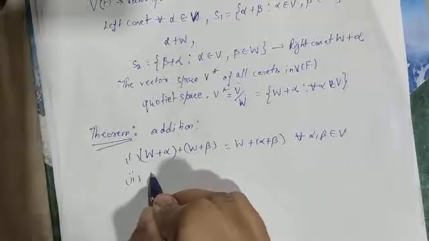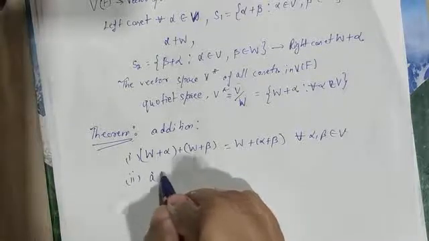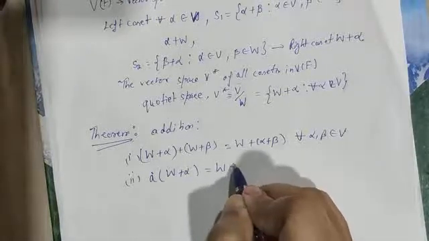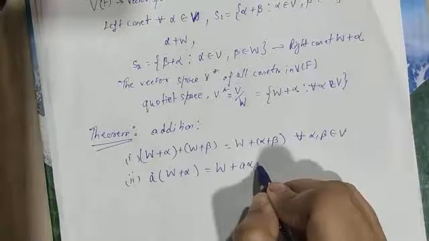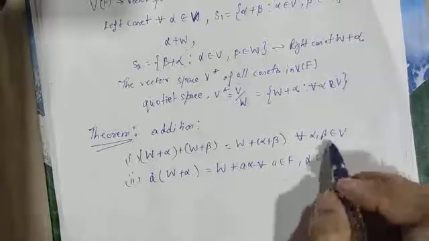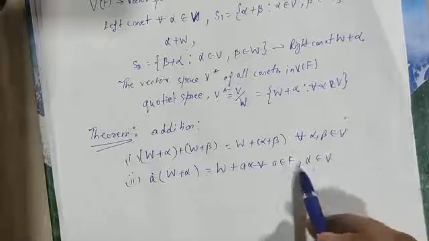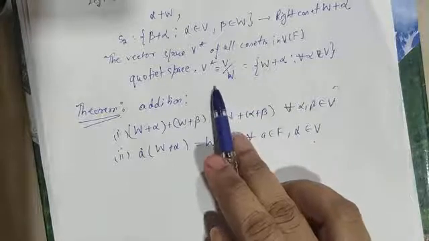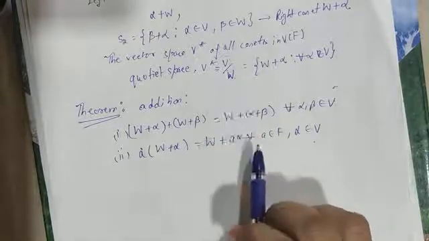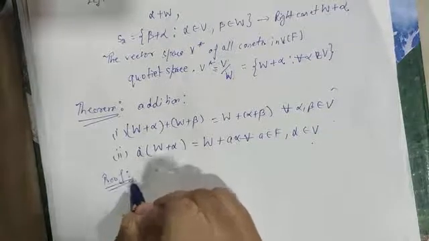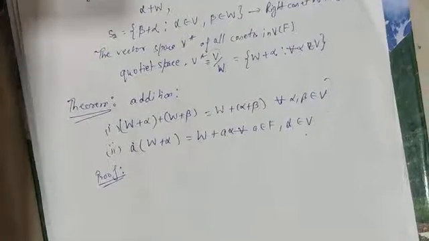In the same way, for a scalar a, a multiplied by W plus alpha is equal to W plus a alpha for all a belongs to F and alpha belongs to V. So under this addition and scalar multiplication, this quotient space is a vector space. Now first we have to show that these operations are well defined.